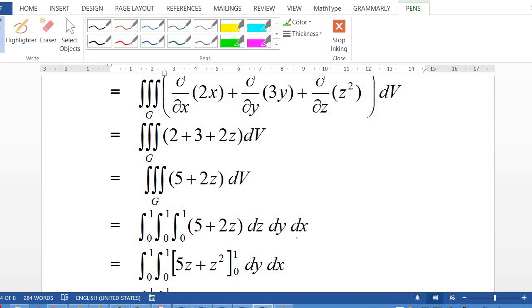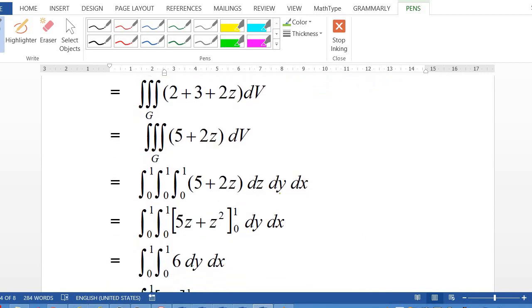For dV, we use dz dy dx, where z is from 0 to 1, y from 0 to 1, and x from 0 to 1. So first of all, integrate with respect to z. We have 5z plus z squared. Substitute the limit of z from 0 to 1. So you have 5, we plug in 1 into z plus 1, and when we plug in 0 it is 0. That's why you have a total of 6 dy.